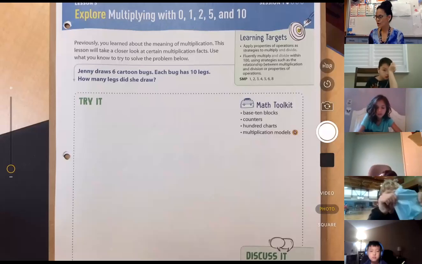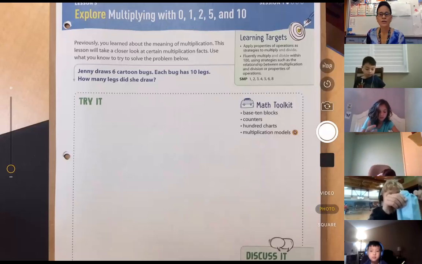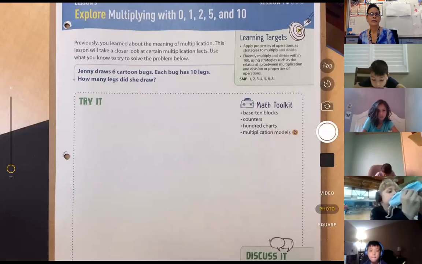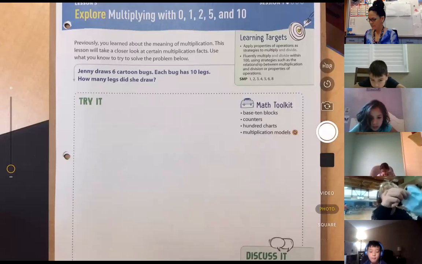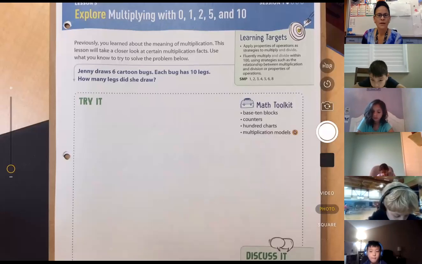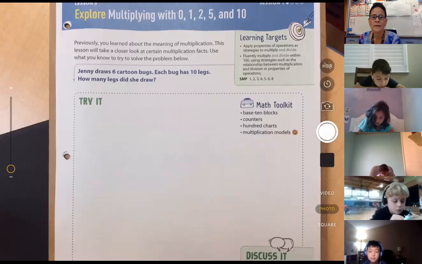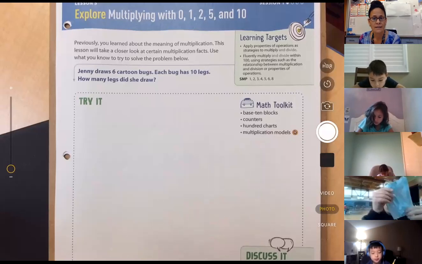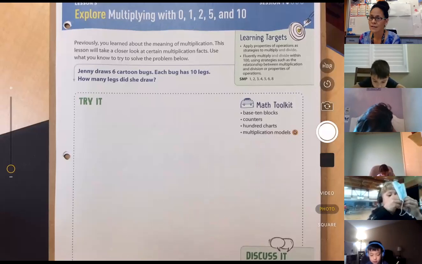So what I am projecting right now is page 105 in your textbook. Up at the top, it reads, previously, you learned about the meaning of multiplication. This is going to take a closer look at certain multiplication facts. So we're just going to use what we know to try to solve this problem.